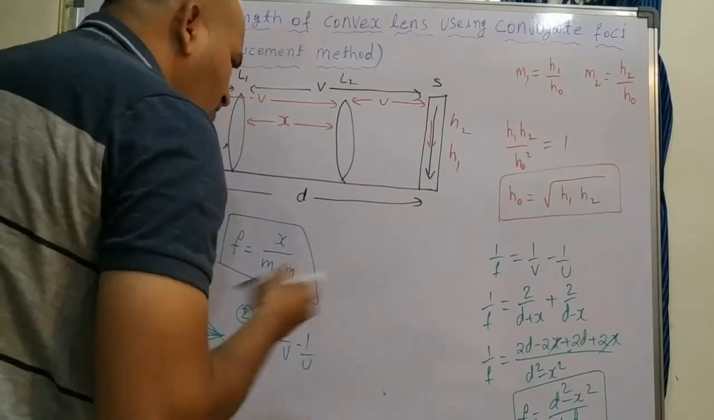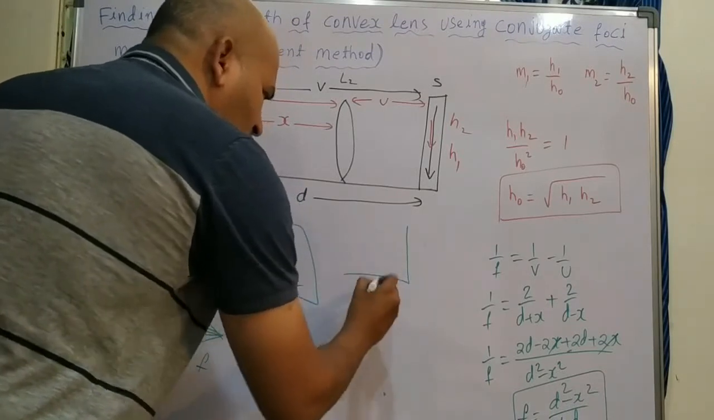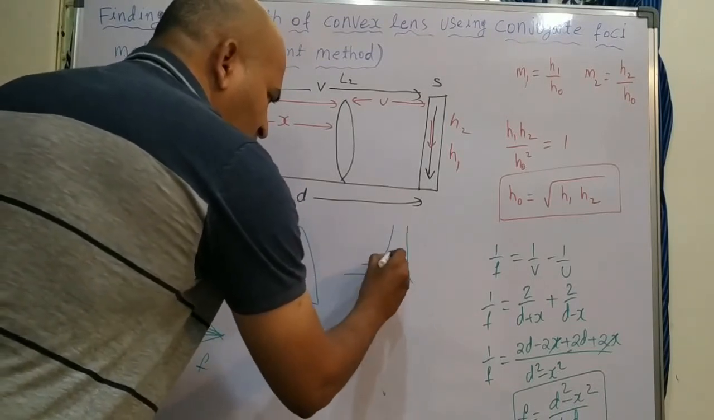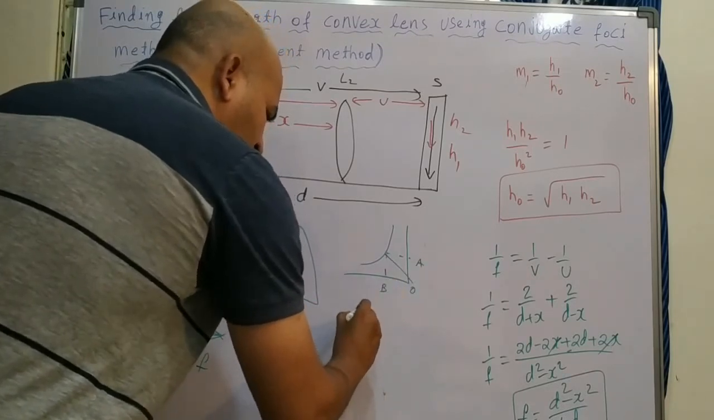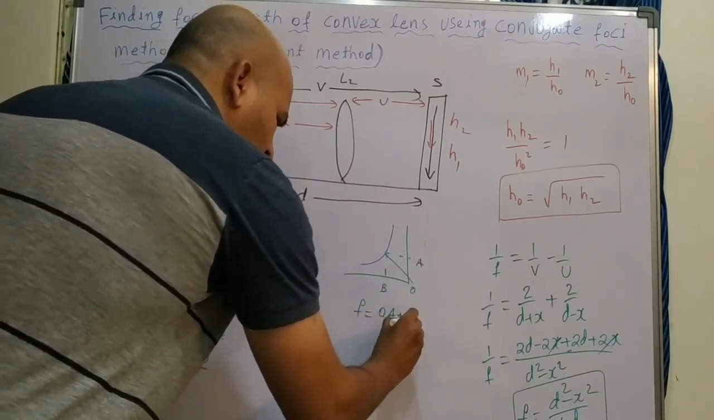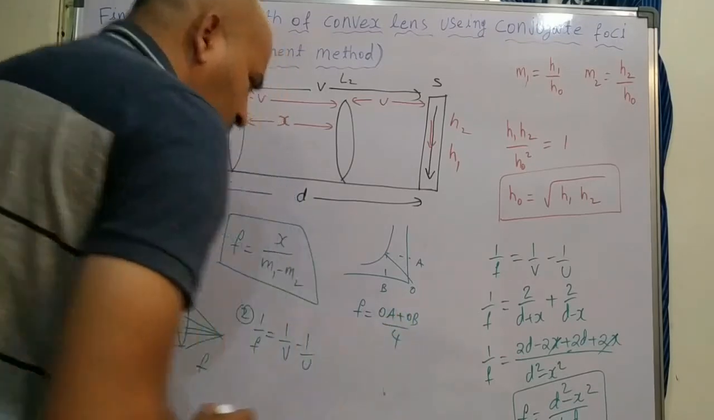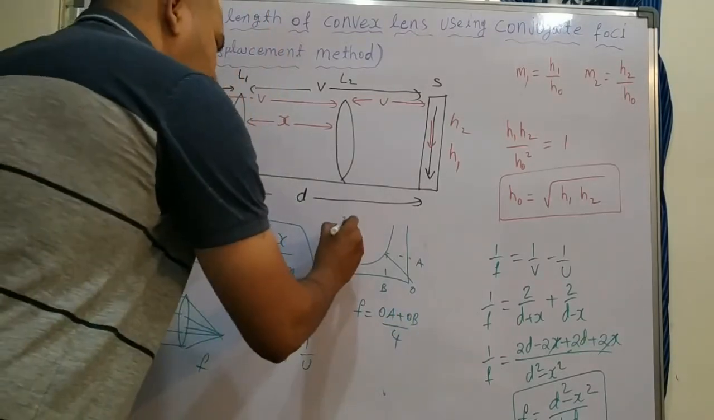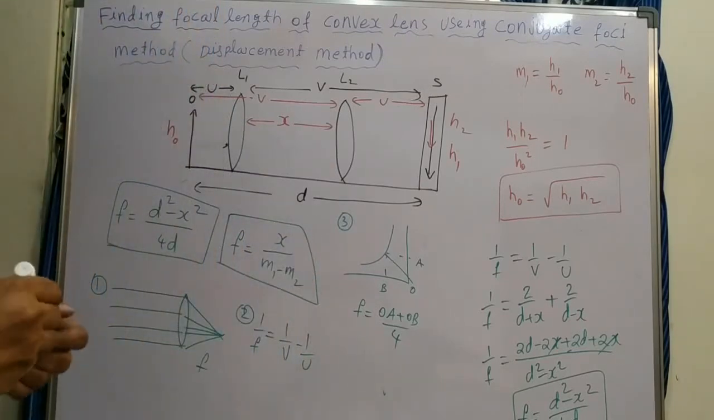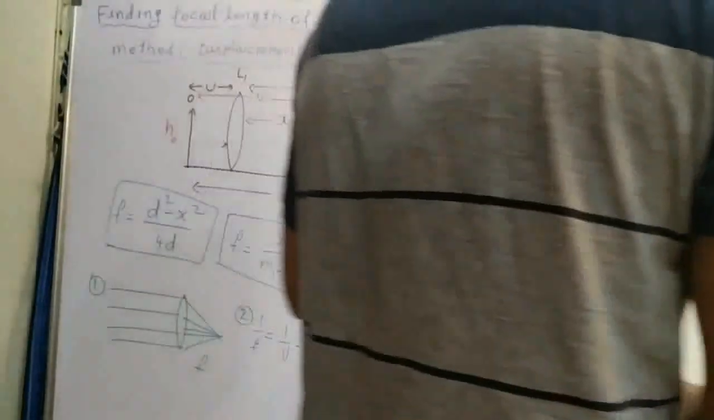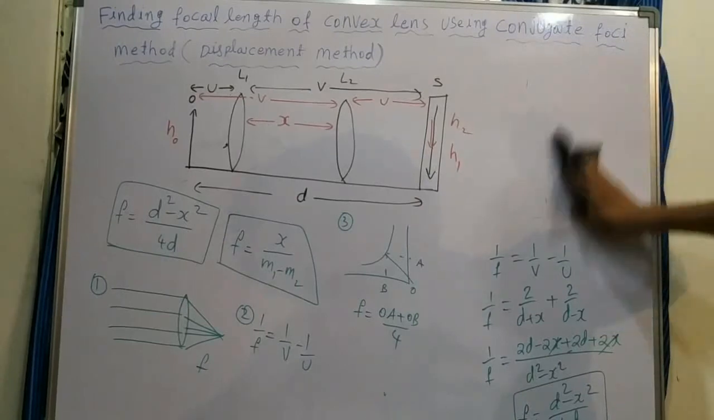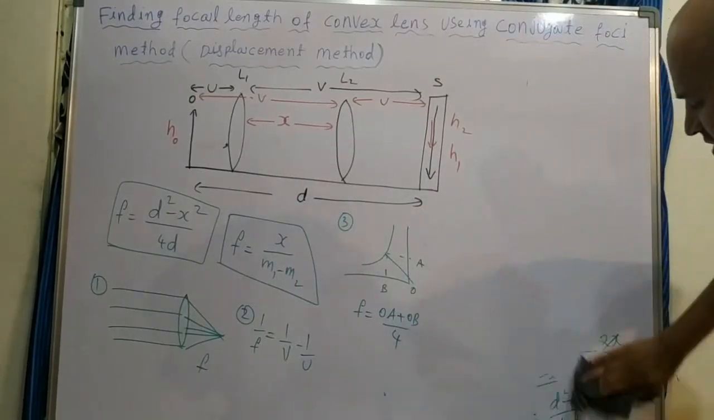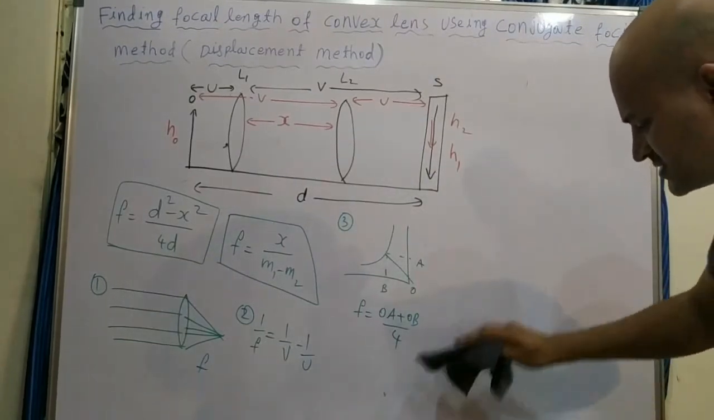You know, the UV graph is like this. In the second quadrant, we are getting it like this. With the help of OA and OB, they calculate focal length is equal to (OA plus OB) by 4. This is the third method. And the fourth one is the 1 by u, 1 by v graph. So how do they calculate using the 1 by u, 1 by v graph? We already discussed this also.